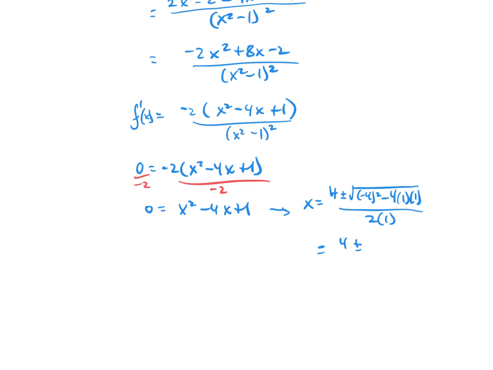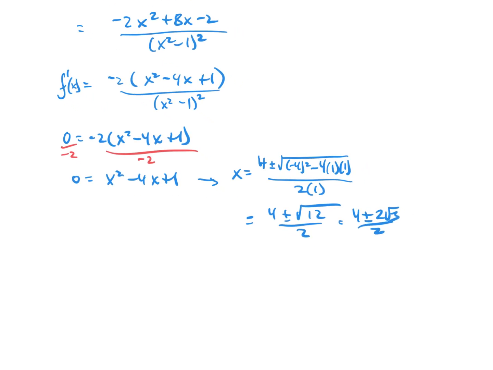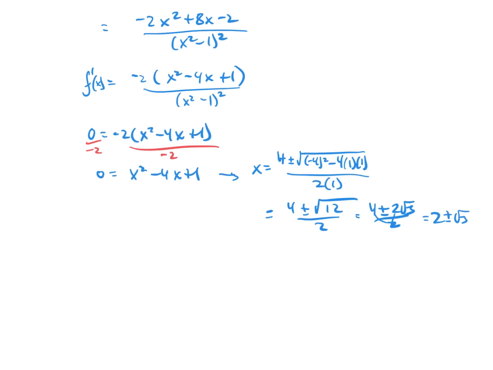And what do we got here? We got 16 minus 4. That would be 12. Okay. And if we clean this up, this is 4 plus or minus, this is square root of 4 times square root of 3, so that's 2 square root of 3 all over 2, which is, divide them both by 2, 2 plus or minus the square root of 3. All right.